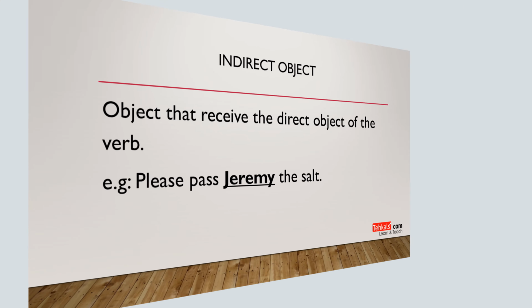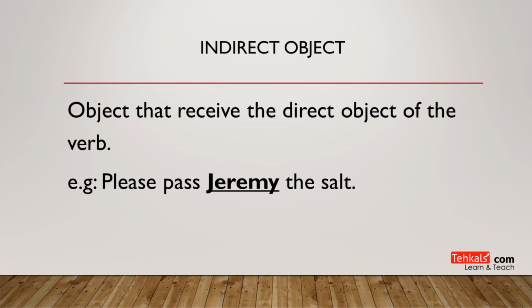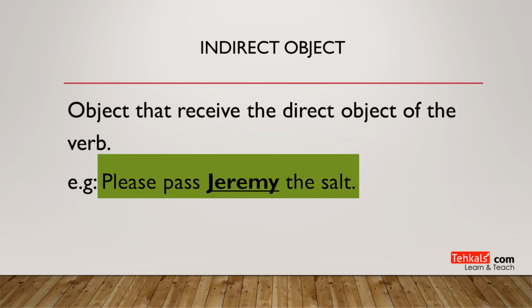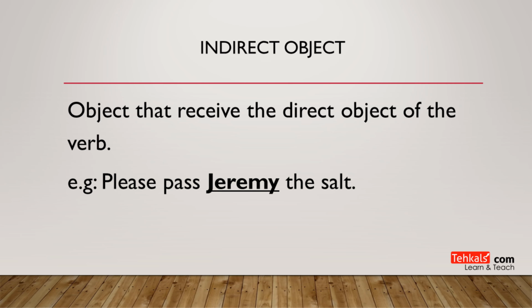Noun as an indirect object in a sentence. An indirect object is the person or thing who receives the direct object of the verb. For example, please pass Jeremy your salt. So here in this sentence, Jeremy is the indirect object. It's the indirect object because the direct object, the salt, is received by this noun, Jeremy. So, Jeremy is the indirect object because he received the direct object, the salt.